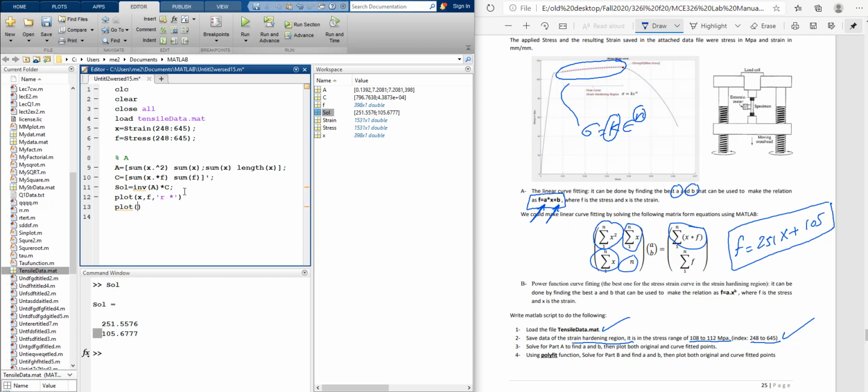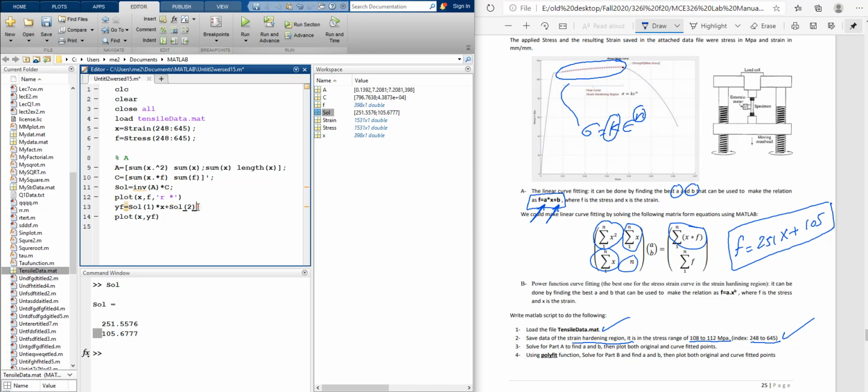And I want to plot at the same time, a plot using the same X, but I will use the curve fitted data, YF, fitted data. But what is the YF? We have to calculate YF. Now YF, as you know, equals the A, which is the solution of 1, times the strain, which is X, plus B, which is the second element in the solution, and SOL should be capital.